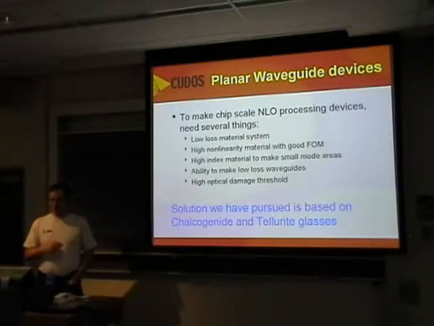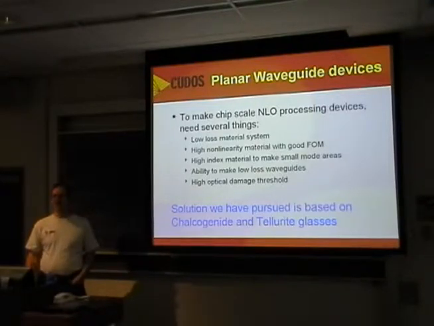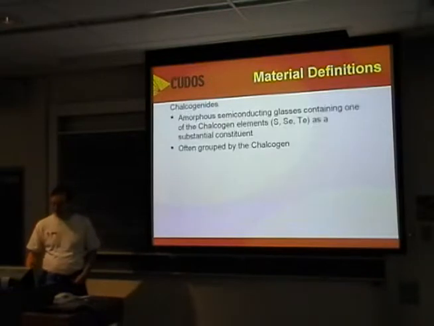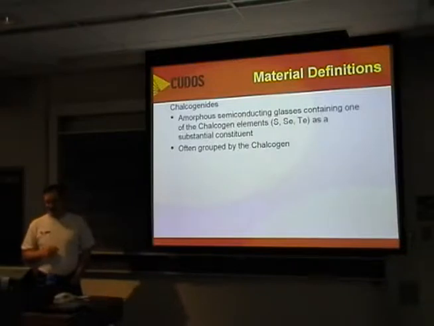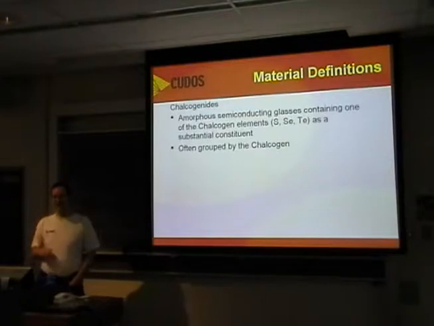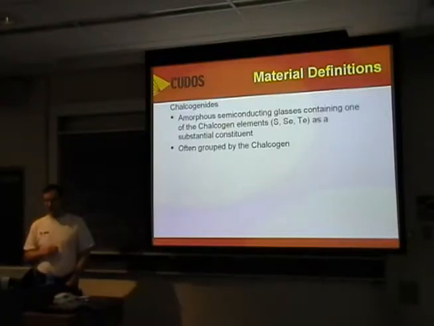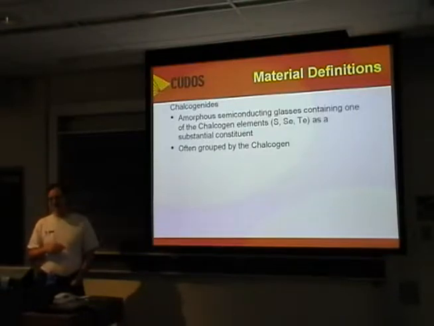So the solution that we've been pursuing is based on chalcogenide and telluride glasses, which I'm guessing many of you have probably never heard much about. So I'll spend a few minutes talking about what these materials actually are. In the first instance, chalcogenides are amorphous semiconducting glasses that are made up of various materials, but one of the large constituents is one of the chalcogen elements, which is sulfur, selenium, and tellurium. Typically you use glass formers such as arsenic, germanium, even silicon, and other network modifiers, maybe like antimony as well.